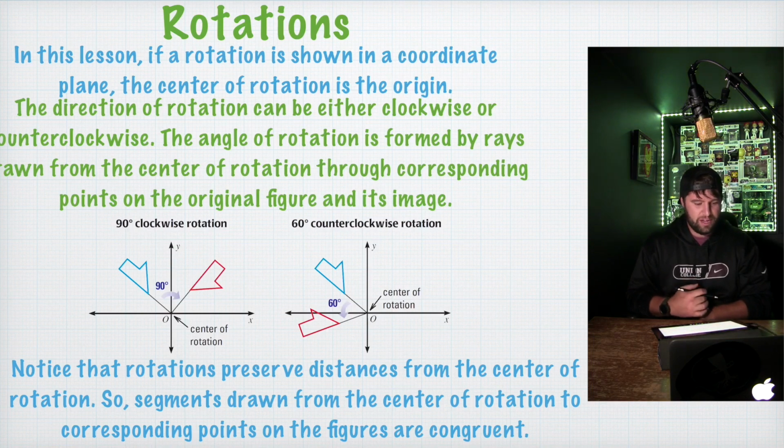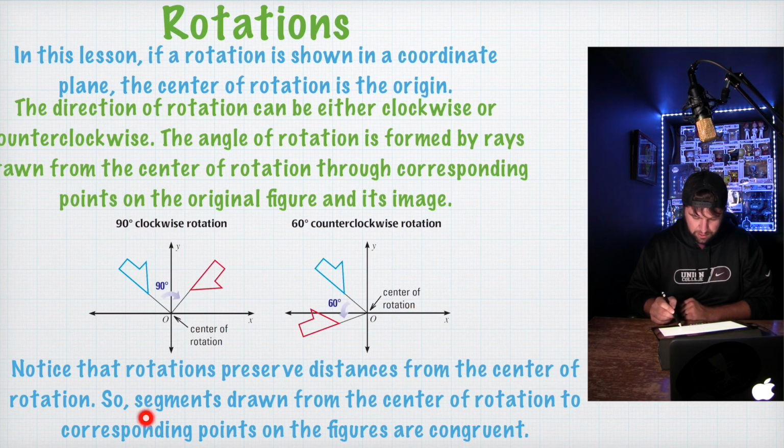So here we have rotation. In this lesson, if a rotation is shown in the coordinate plane, the center of rotation is the origin. That's handy. Sorry, this cut off a little bit. The direction of rotation can either be clockwise or counterclockwise. The angle of rotation is formed by rays drawn from the center of rotation through corresponding points on the original figure and its image. Notice that the rotation preserves the distance from the center of rotation. So segments drawn from the center of rotation to the corresponding point on the figures are congruent.